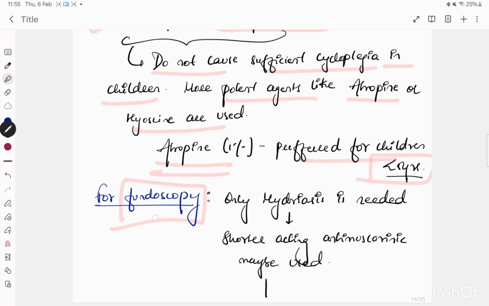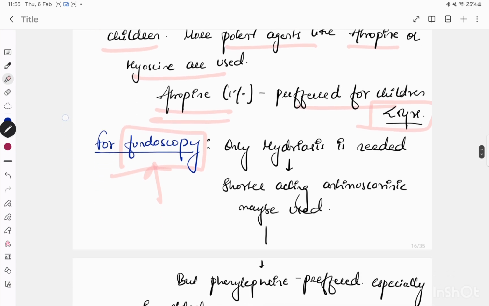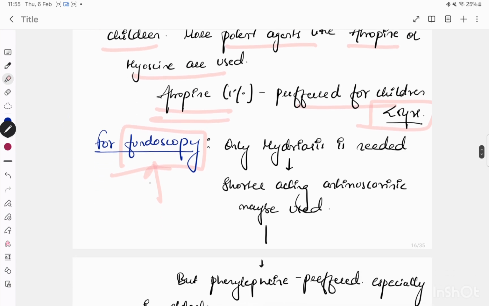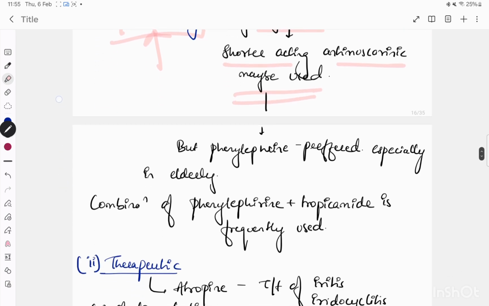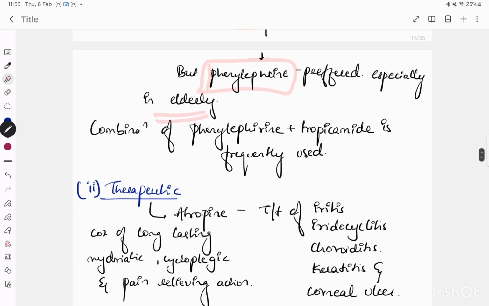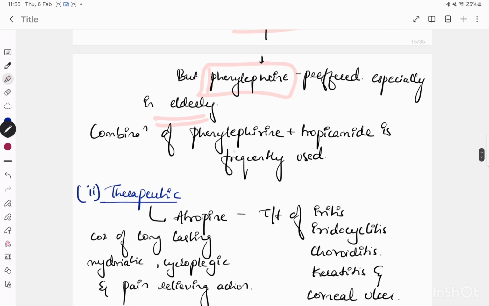Now, fundoscopy is also a test that is done. In this test, only mydriasis is needed. So a shorter acting antimuscarinic drug may be used, but usually which drug is used? Phenylephrine is preferred, especially in elderly. In fundoscopy, we usually give phenylephrine plus tropicamide. The combination of these two drugs is frequently used.